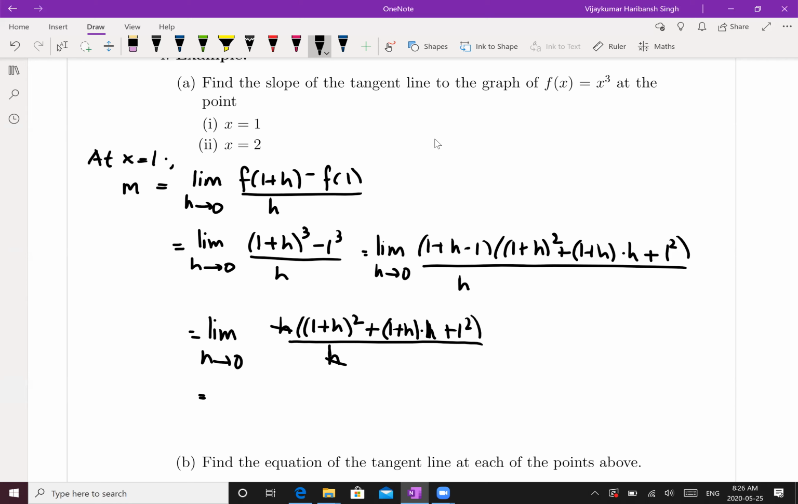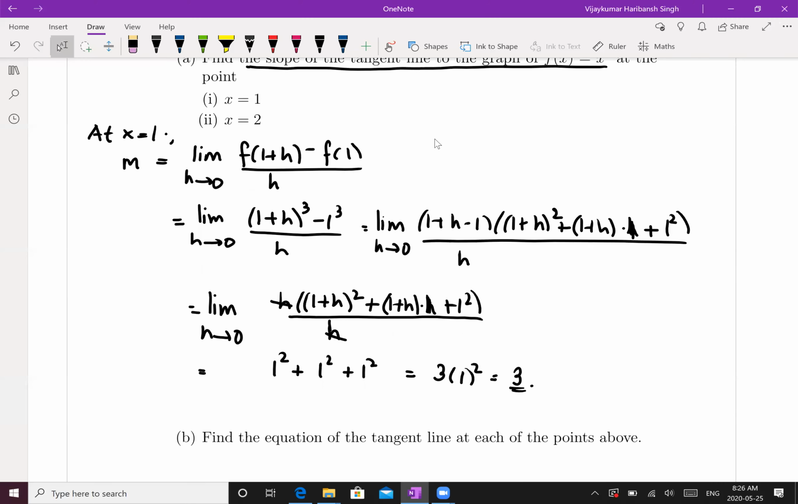So let's see, what do we get when h goes to 0 here? This is 1, right? So we get 1 square plus 1 square plus 1 square, which is going to be 3 times 1 square, which is going to be 3. So the slope of the tangent line to the graph is going to be 3. Now, can you work out the same way for x equals 2? So at x equals 2, the slope of the tangent line is going to be what?